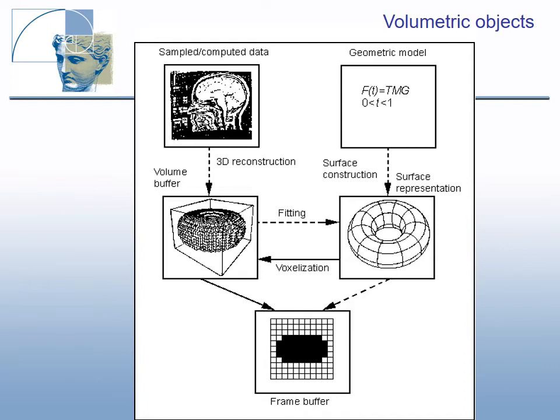The sampled computed input is 3D reconstructed to fill gaps of missing information and then is stored in the volume array. The geometric model in 3D continuous space is represented by a geometric formula, which is 3D scan converted, voxelized, into a set of voxels that best approximate the model and is stored into the volume array. Then, the volume array, or the volume buffer, is used to render an image stored in the frame buffer shown at the bottom.